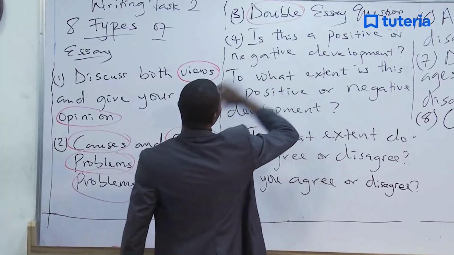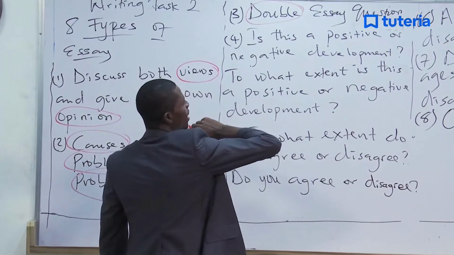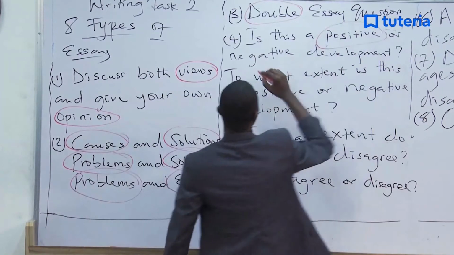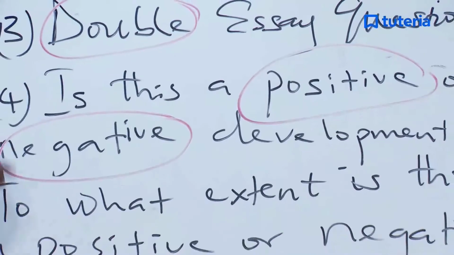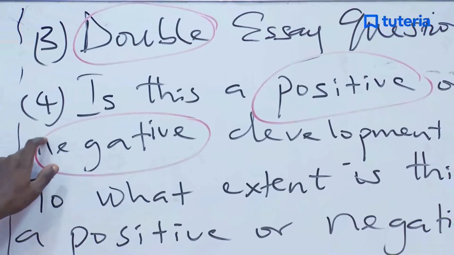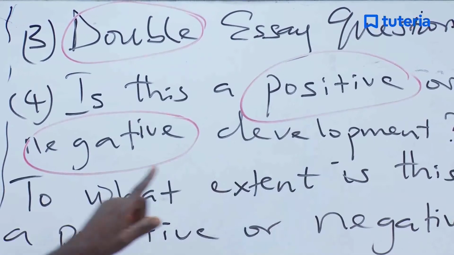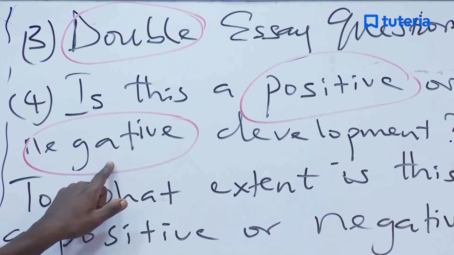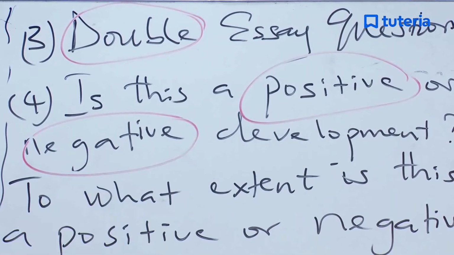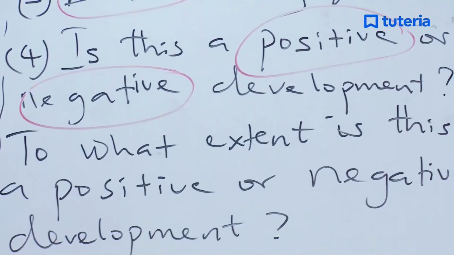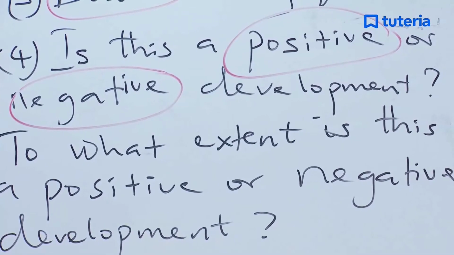So the next is: is this a positive or negative development? Here we have positive. Here we have negative. The advice I usually give to my students here is that they should choose one. You go positive or you go negative. Are you getting what I'm saying? Then the next is: to what extent is this a positive or negative development?